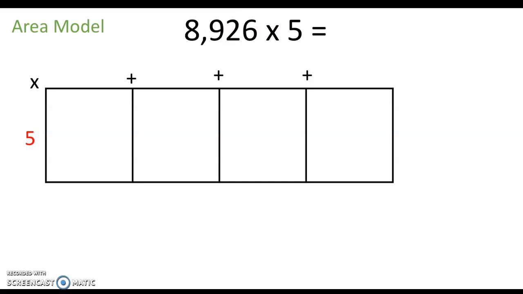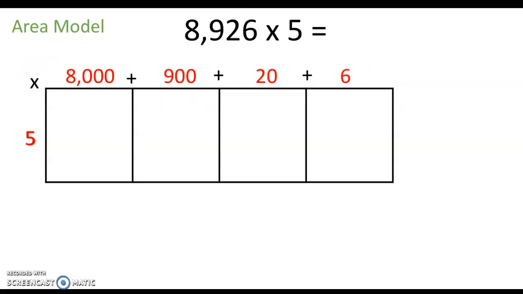8,926 times 5. We will draw a box that has 4 boxes in it because this is a 4-digit number. Then we will put our 5 on the side. Our large number goes on in expanded form at the top, so think about how much each digit is worth. The 8 is worth 8,000, the 9 is worth 900, the 2 is worth 20, and then we have 6.